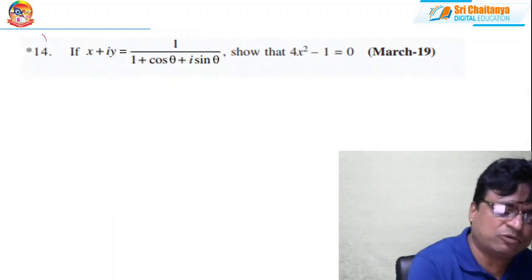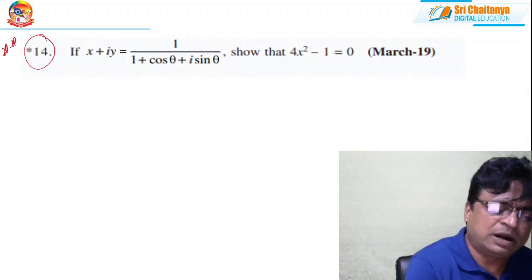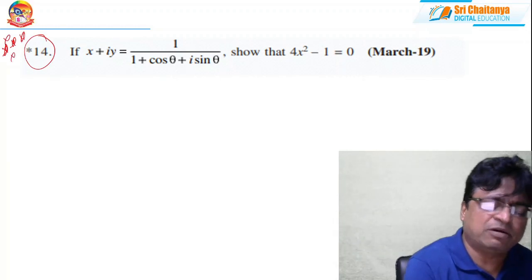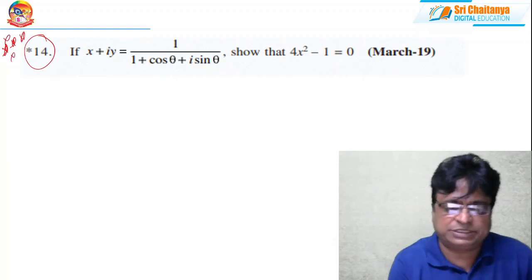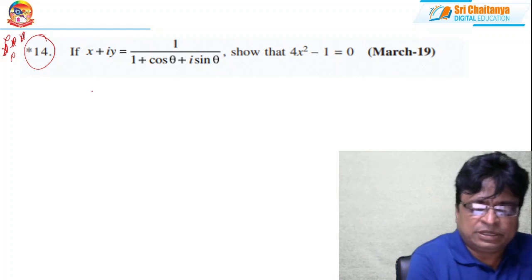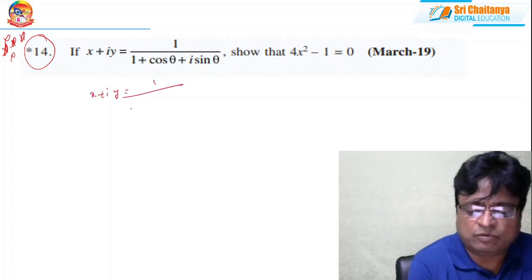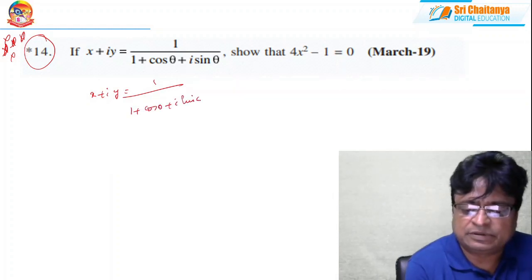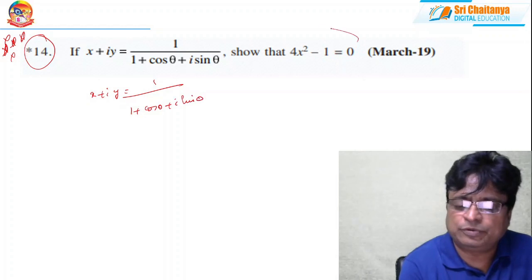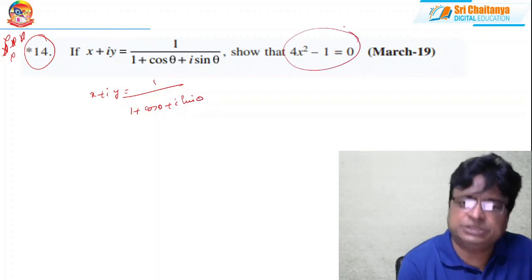Again, this is a most important problem, and several times the question was repeated in all competitive examinations, even in board examinations. x plus iy is given as 1 by (1 plus cos theta plus i sin theta). We want to prove 4x square minus 1 equals 0.